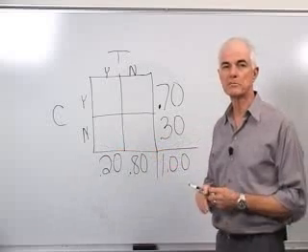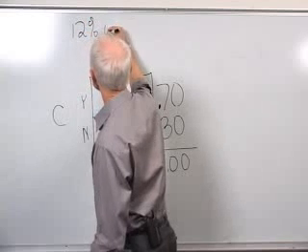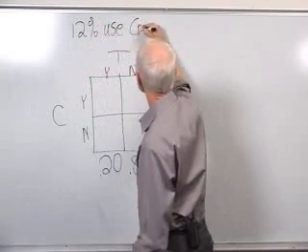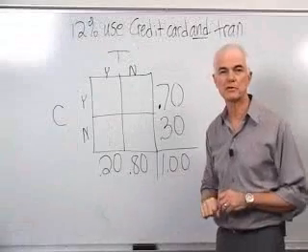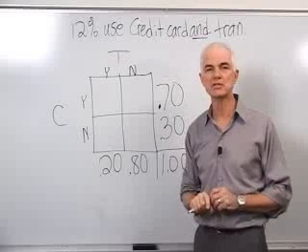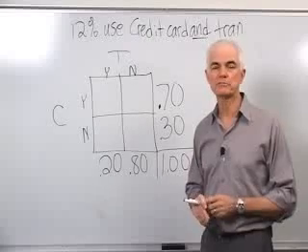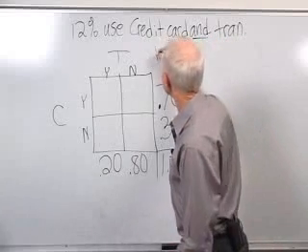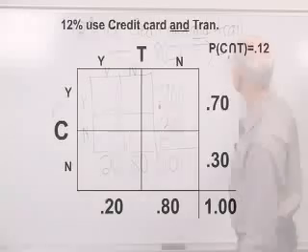Suppose in our mall shopper problem, 12% of the shoppers use credit cards and public transportation. You might recognize from your previous study in probability that when we use the word "and," we're usually talking about joint probabilities or intersections. This statement can be represented in terms of probability symbols by the probability of credit card intersect transportation. And that equals, in this case, 0.12.